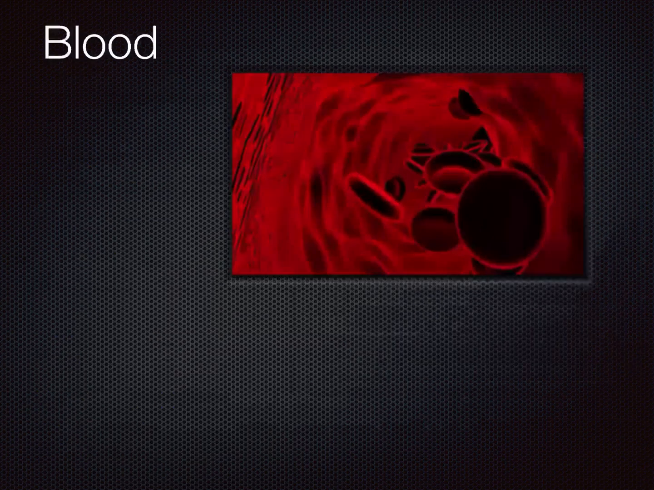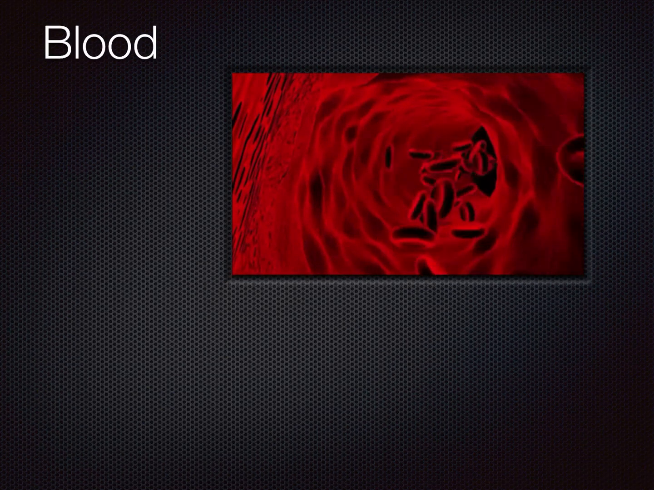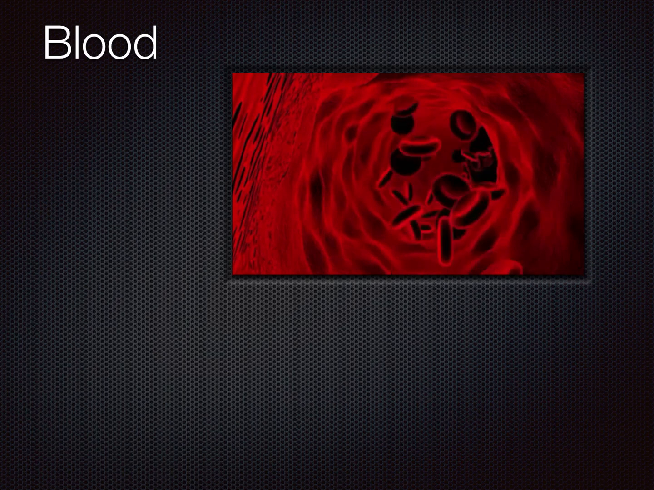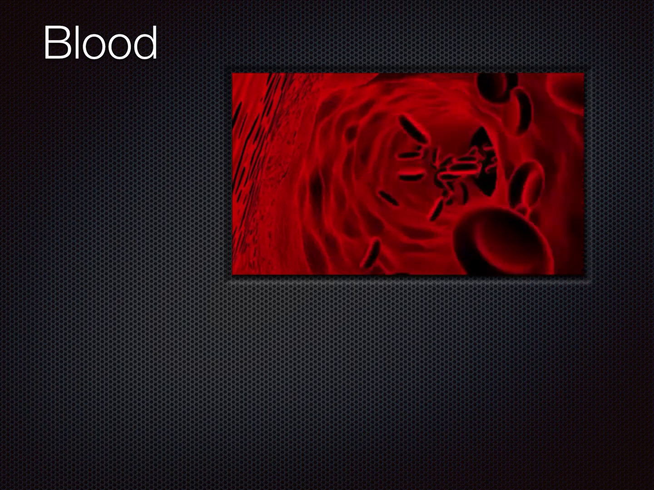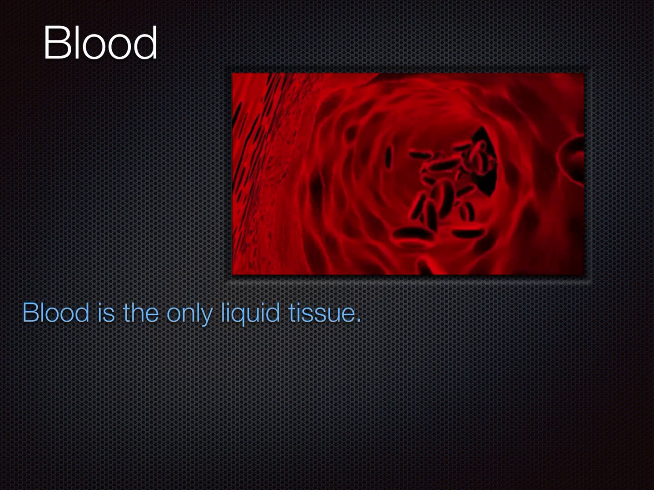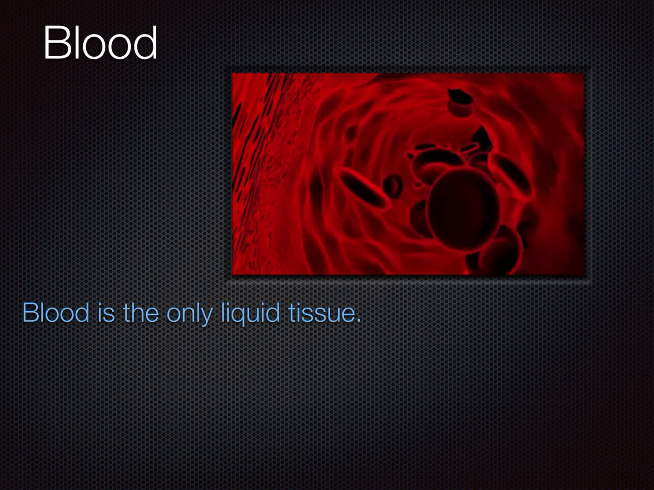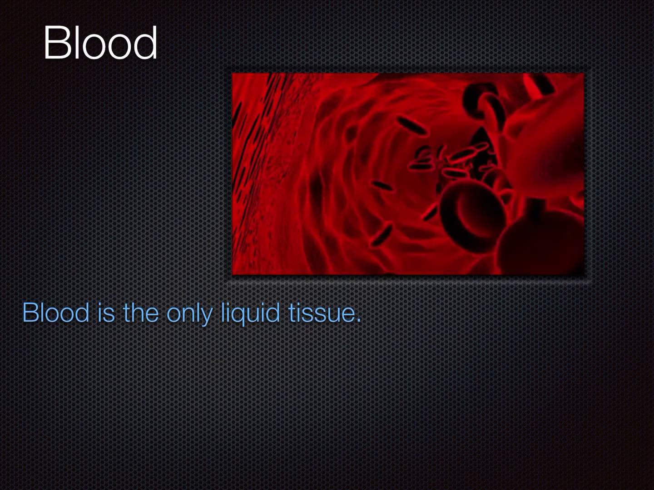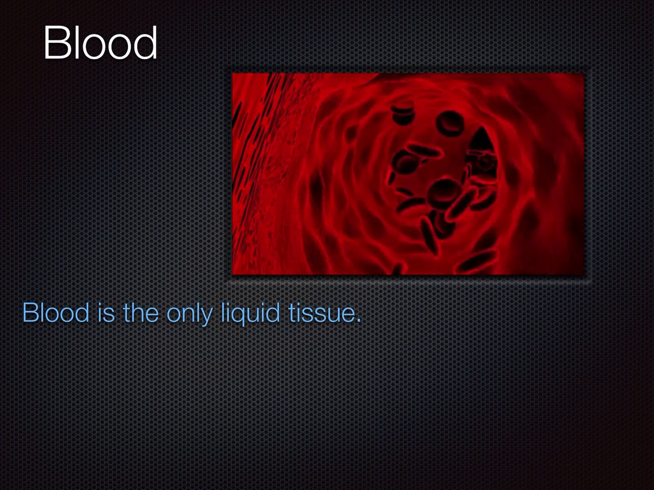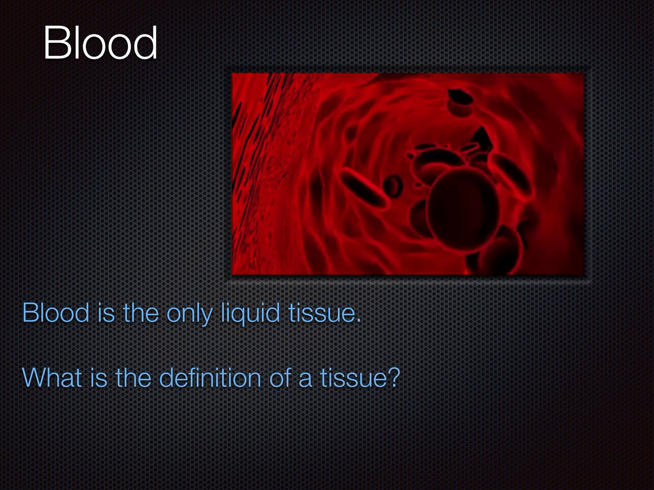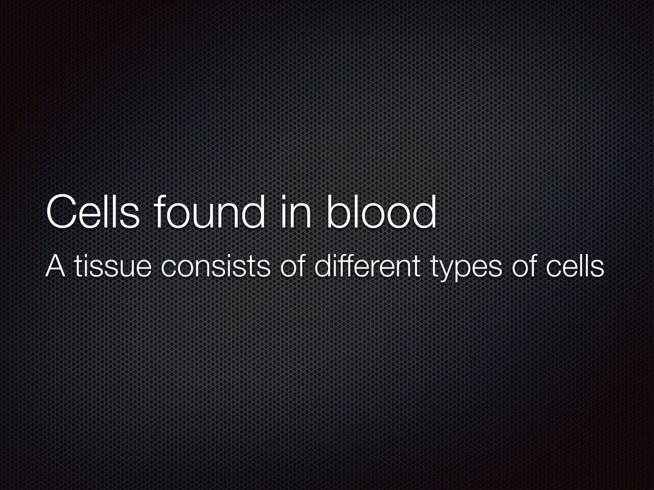Okay, so let's have a look at the blood. Now you can't see the liquid plasma here, but we can see the red blood cells floating inside that plasma as they pass down this tube, which is a blood vessel. The blood is our only liquid tissue. It's called a tissue because there's different types of cells in the blood. And that's the definition of a tissue, when different cells work together.